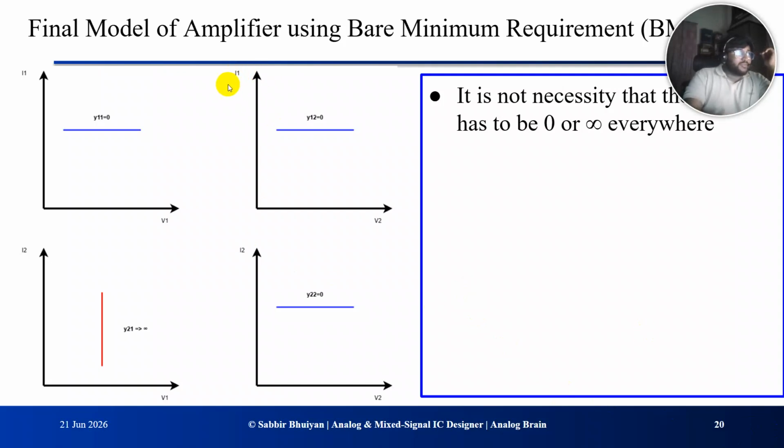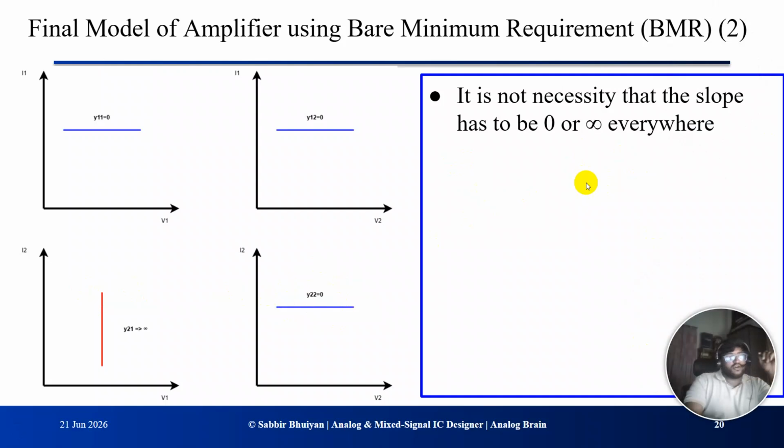Suppose this is for a MOSFET, this I1 is also 0. Suppose this is I2, and this is V2. So this is nothing but ID versus VDS. Just remember your ID-VDS curve. You have some curve like this, and then your flat region, your saturation region. So we want this region. It is not necessary that the slope has to be 0 or infinite everywhere.